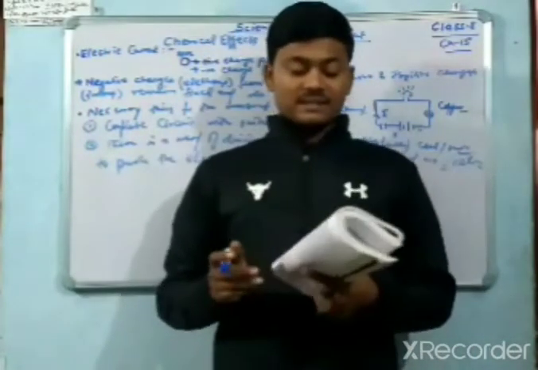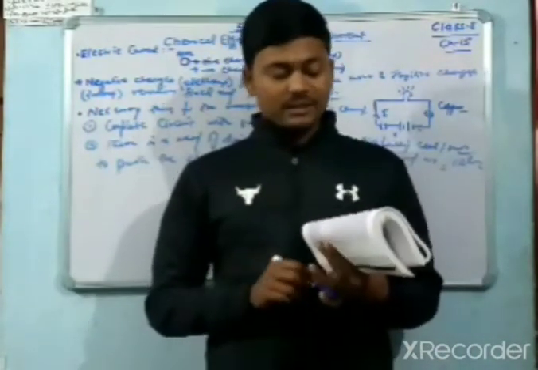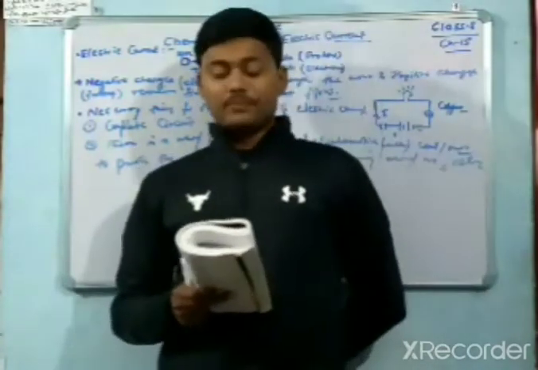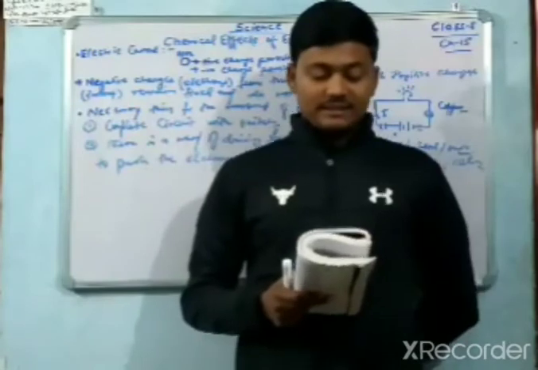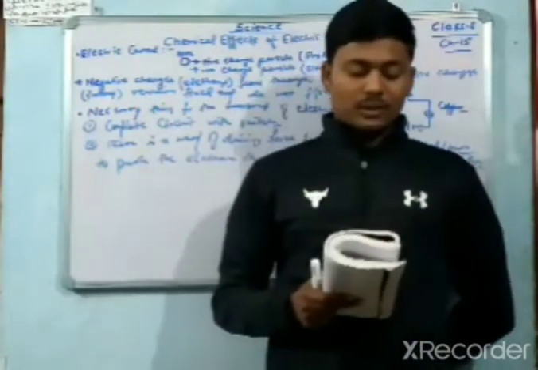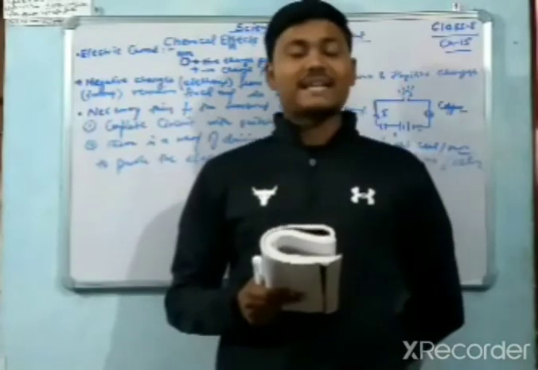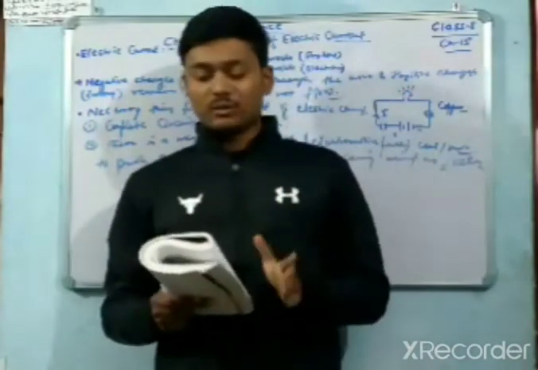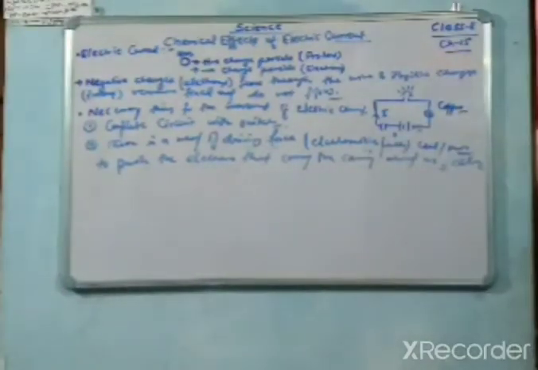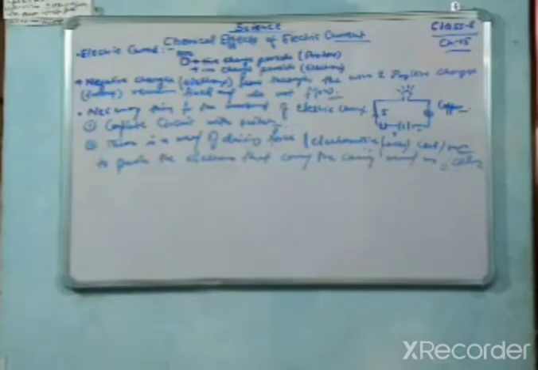Okay, so these are the two important necessary things that you need to keep in your mind: there is a need of a driving force called electromotive force to push the electrons that carry the charges around the circuit. These are the two important necessary things to make electric current flow continuously.